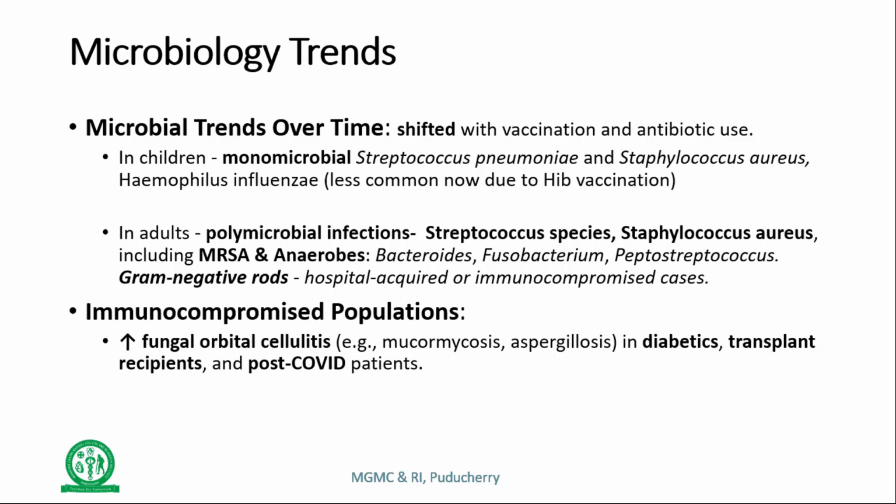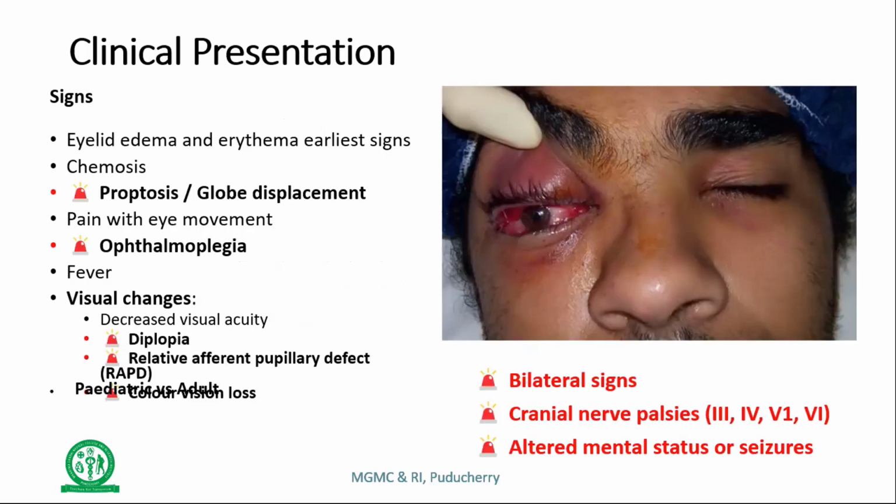In immunocompromised patients, especially, as I mentioned, diabetics, post-transplant patients on long-term steroids, and in the post-COVID period, we saw a surge of fungal infections, especially mucor. So around 80% of these infections are found to be bacterial in origin, and around 5 to 6% are fungal. So let's focus more on bacterial orbital cellulitis.